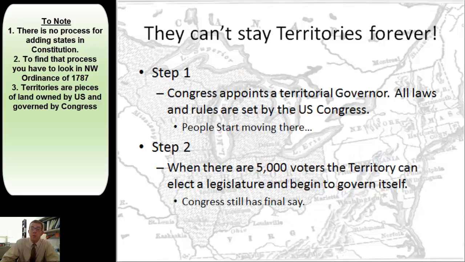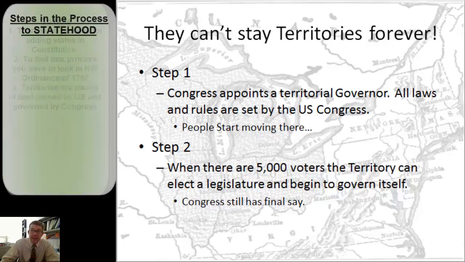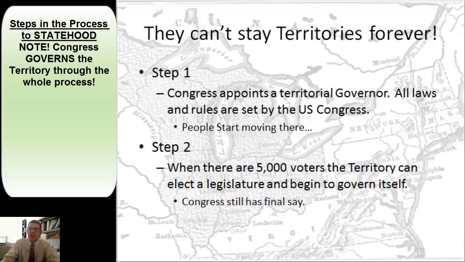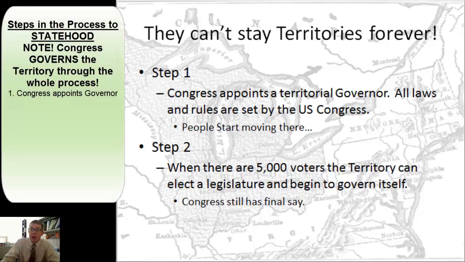We don't want them to stay territories forever. So here are the steps that a territory would go through to move towards statehood. You start as a territory, a big piece of land. Congress says you're a territory. Congress governs you, and they start you on this process. The first step is that Congress will appoint a governor, and all the rules and all the laws are still established by Congress in Washington, D.C. But then people start moving there. And once people start moving there, Congress wants to slowly give some of that control to the people.